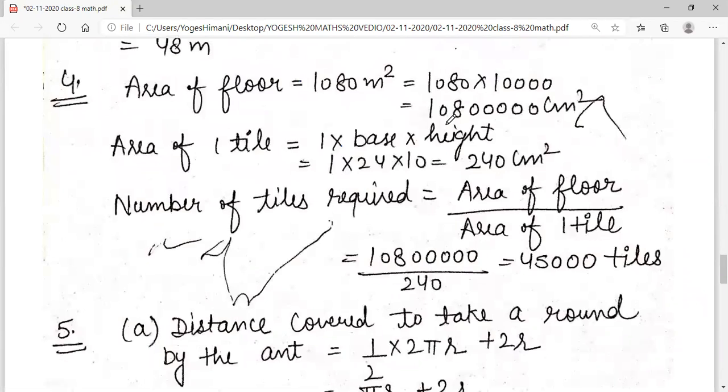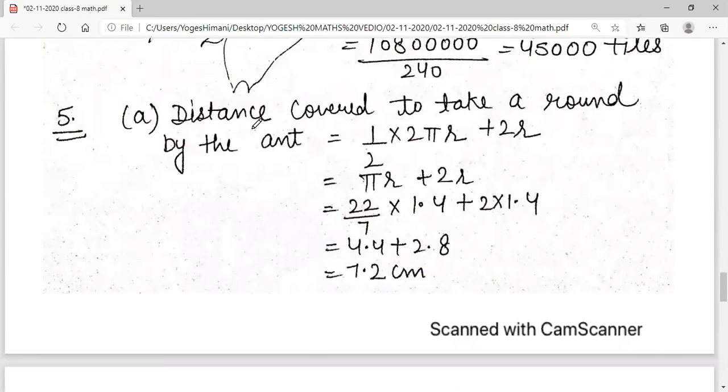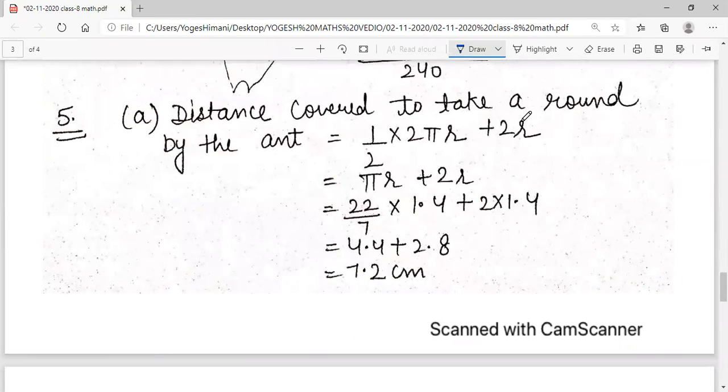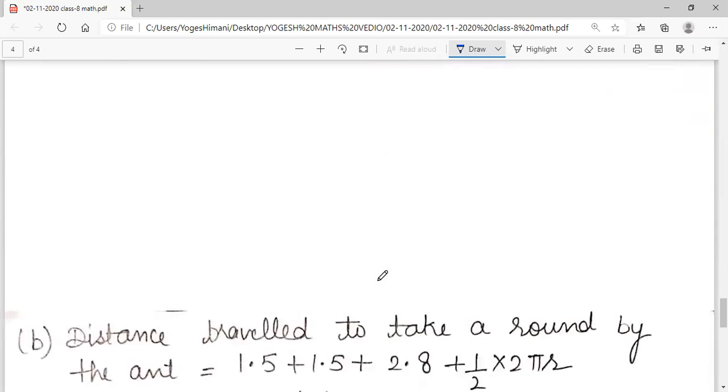So we have the solution of this question, that is distance covered to take the round by an ant is equal to half of 2 pi r plus 2r. So half of 2 pi r, 2 can be cancelled with this. So pi r will be this plus 2r. So pi is 22 by 7 multiply r is 1.4 plus 2 multiply 1.4. So it can be cancelled out. We'll get 4.4 plus 2.8. The answer will be 7.2 centimeter.